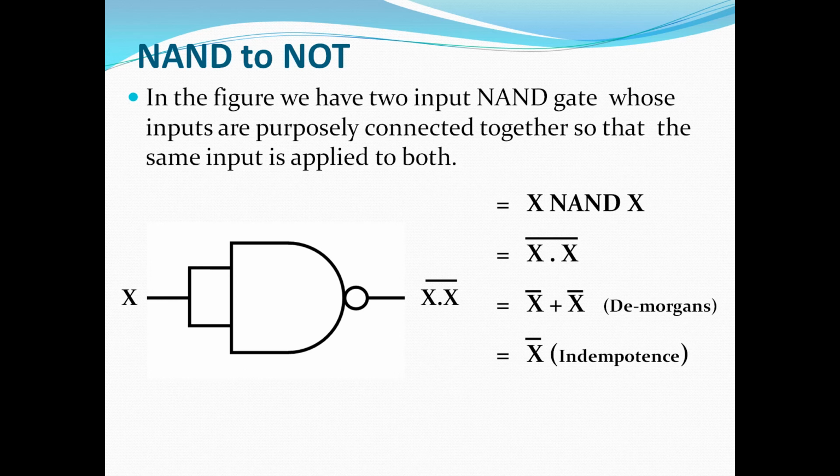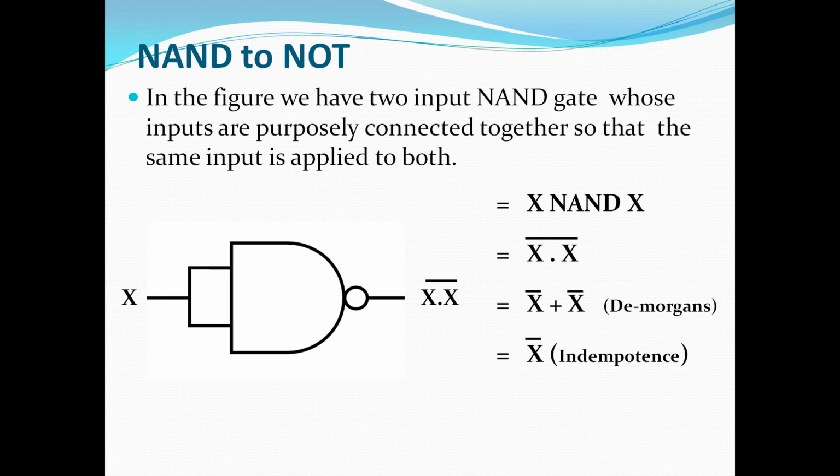When you apply De Morgan's theorem, it reduces to x dash plus x dash. De Morgan's theorem states that (x dot y) whole dash will be x dash plus y dash. So the line will be broken and also the sign is going to change. So it will be x dash plus x dash.